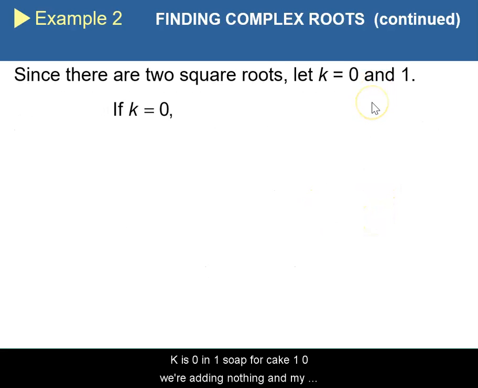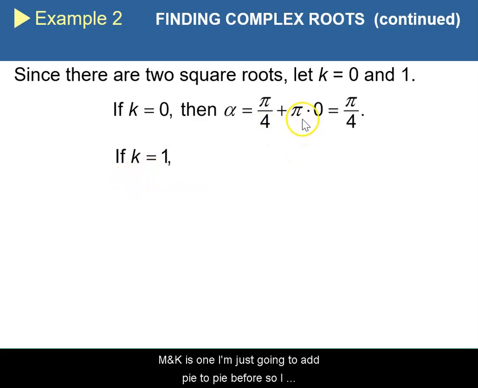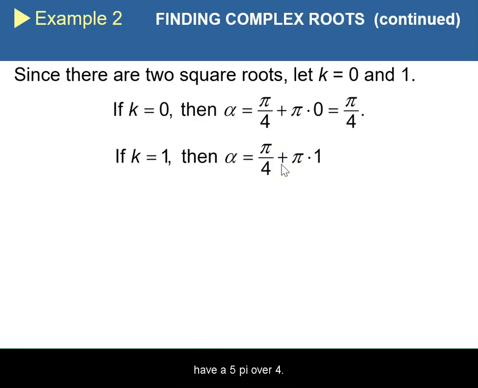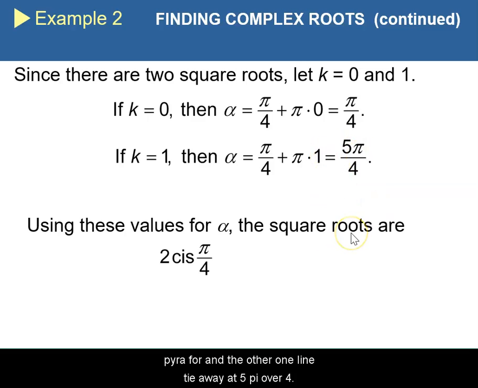K is 0 and 1. So for k equals 0, we're adding nothing, and my first angle is pi over 4. When k is 1, I'm just going to add pi to pi over 4, so I'll have 5 pi over 4, right? Using these values, it basically cuts my circle of radius 4 in half, with one of the roots lying at pi over 4 and the other one lying pi away at 5 pi over 4.